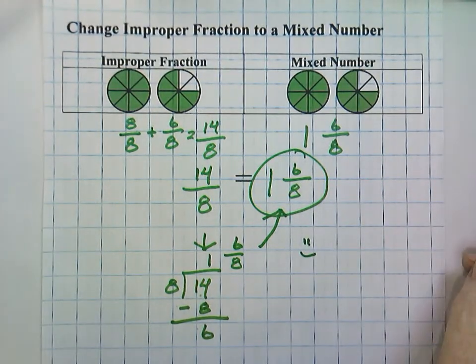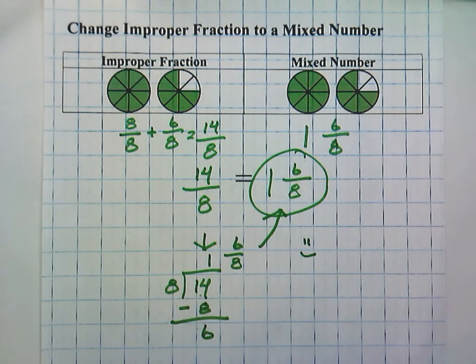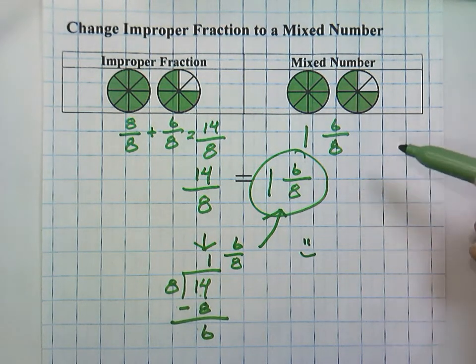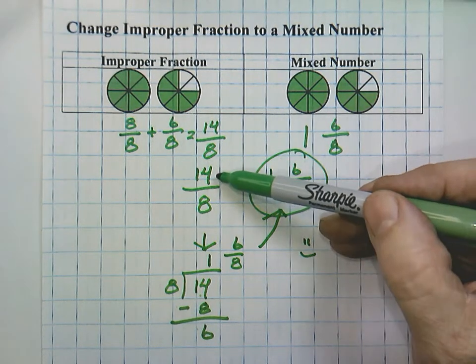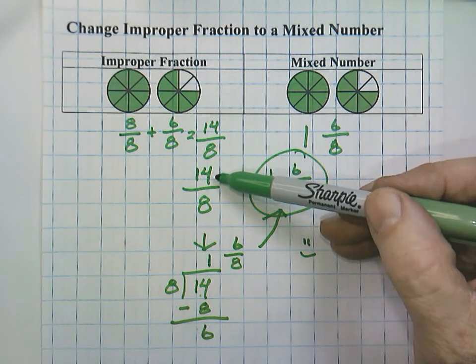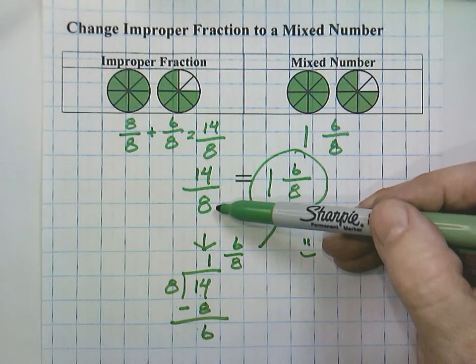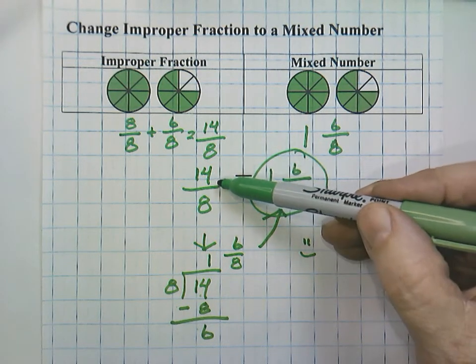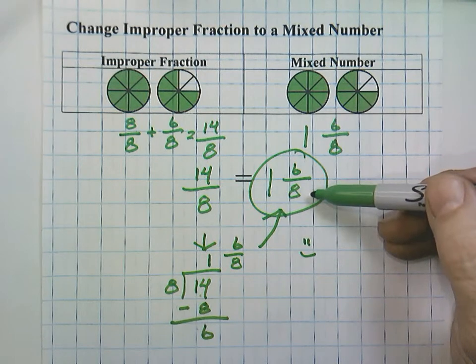All right, well, hopefully that's been helpful today, everybody. Remember that our lesson today is on improper fractions. An improper fraction is when the top number, the numerator, is greater than the denominator. And we said that we can change an improper fraction into a mixed number by dividing.